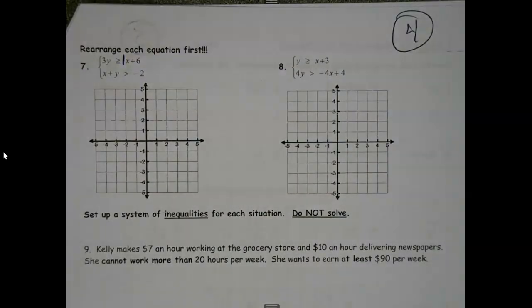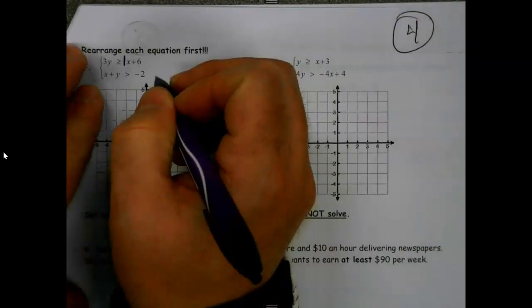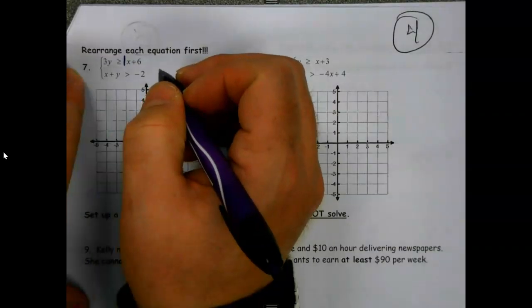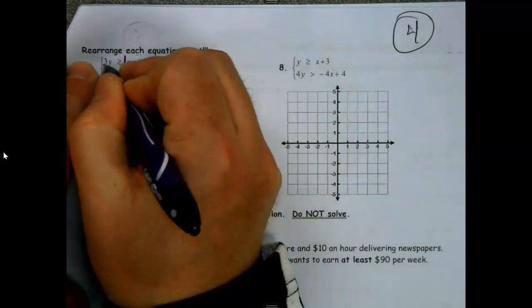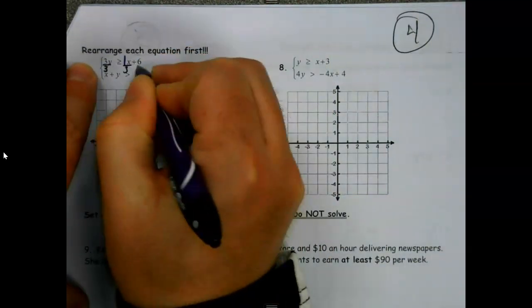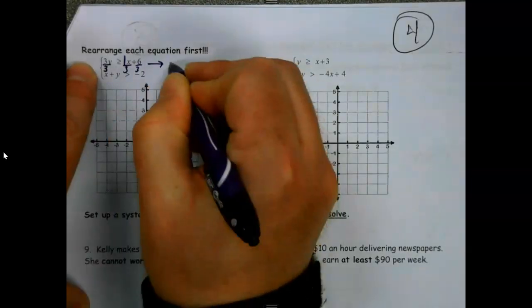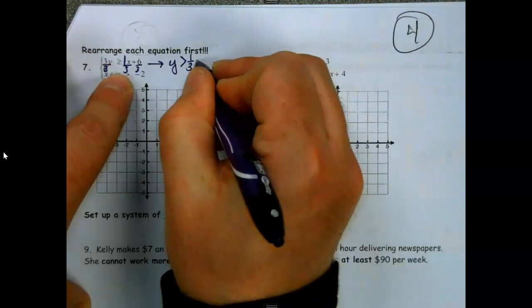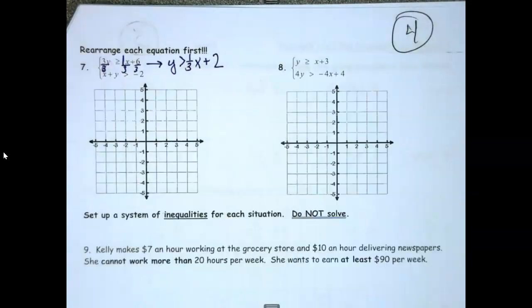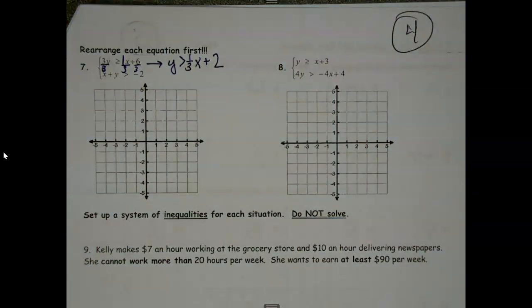On this first inequality, I got 3y here on the left right now, but I want y by itself. What's the opposite of multiplying by 3? Divide. 1 divided by 3 is not 3, it's 1/3. So I divide everything by 3. Now my y is alone. Now I'm good to go.